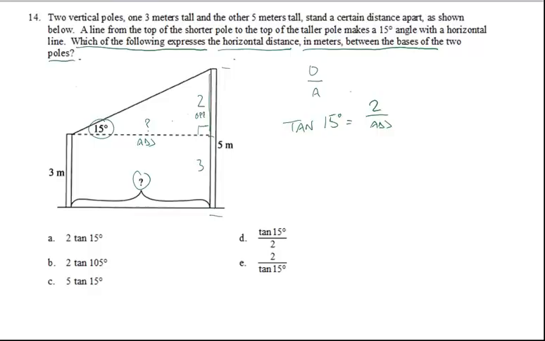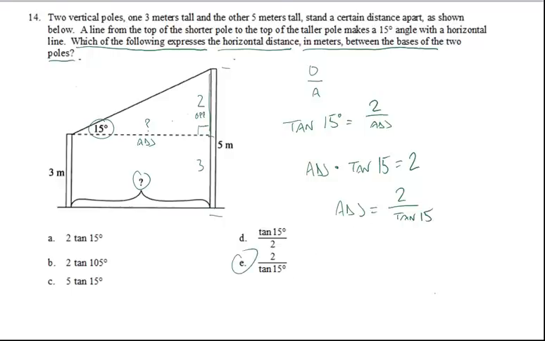Now if we want to get the adjacent side by itself, we're going to go ahead and multiply both sides by the adjacent side, and so we have adjacent side times the tangent of 15 equals 2. And then now to get adjacent all by itself, we're going to divide both sides by the tangent of 15. So the adjacent side must equal 2 divided by the tangent of 15, which is option E.